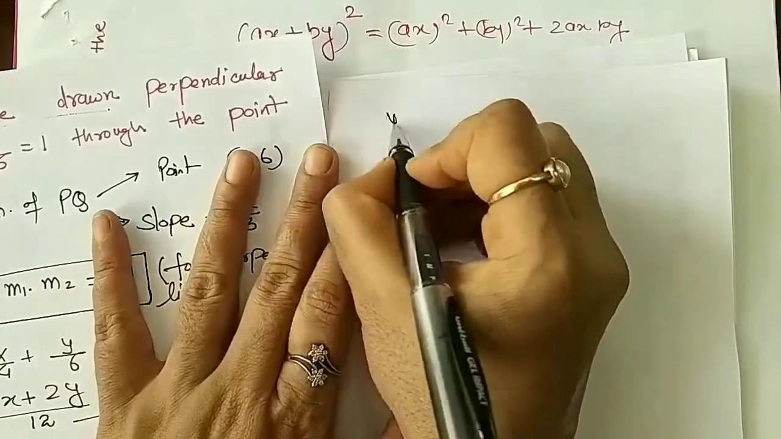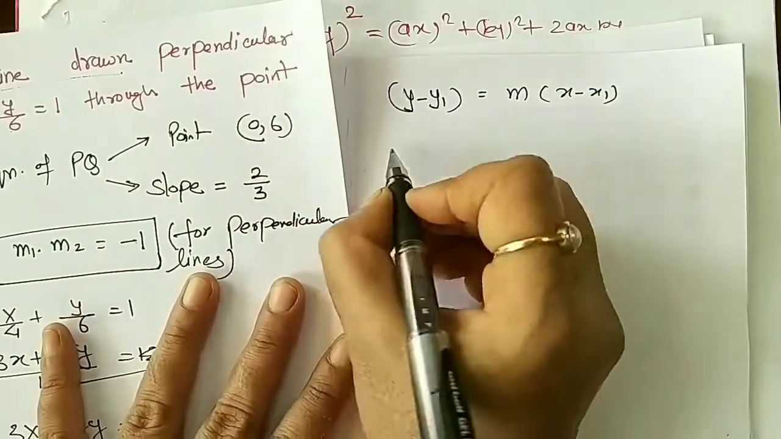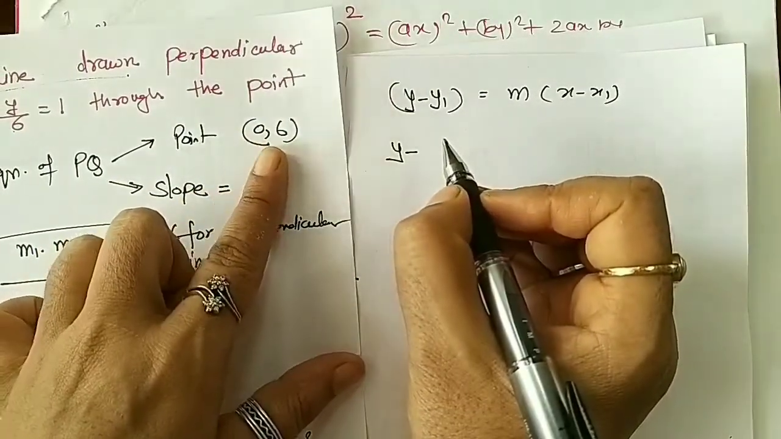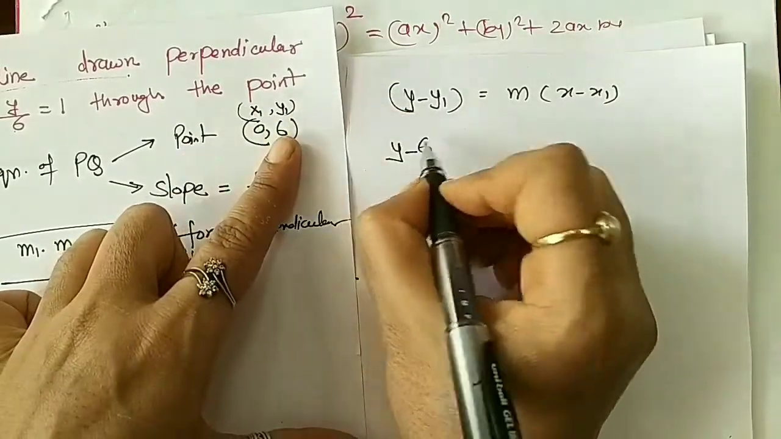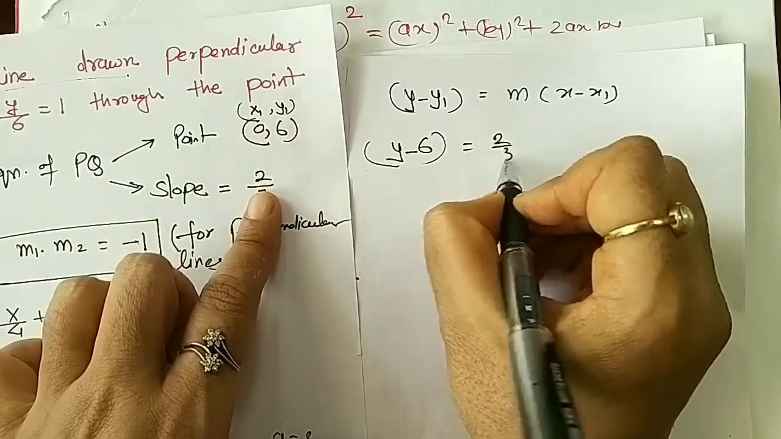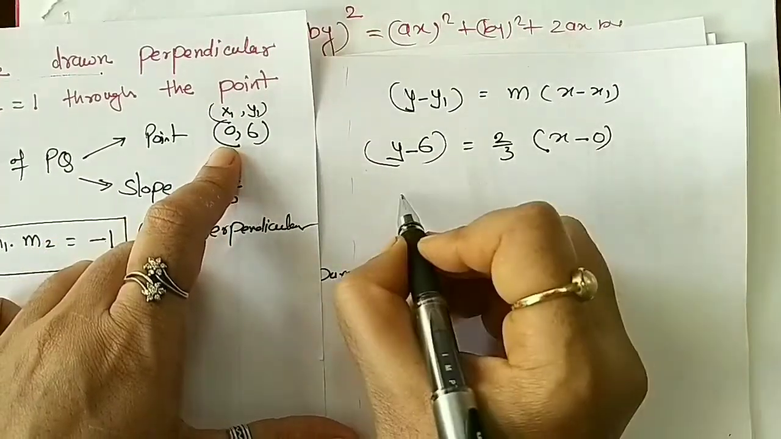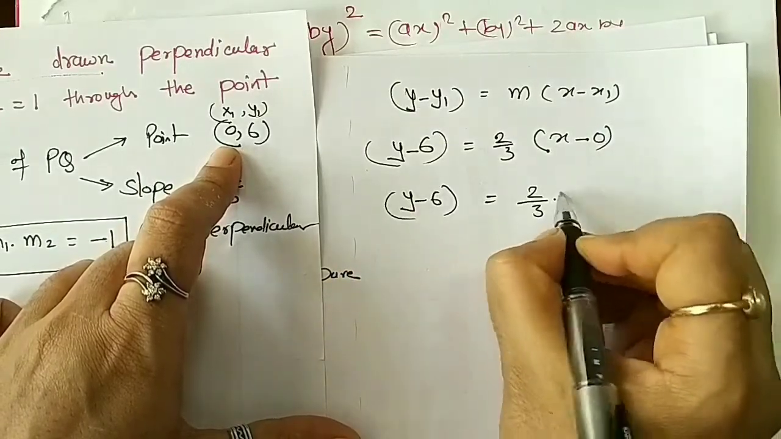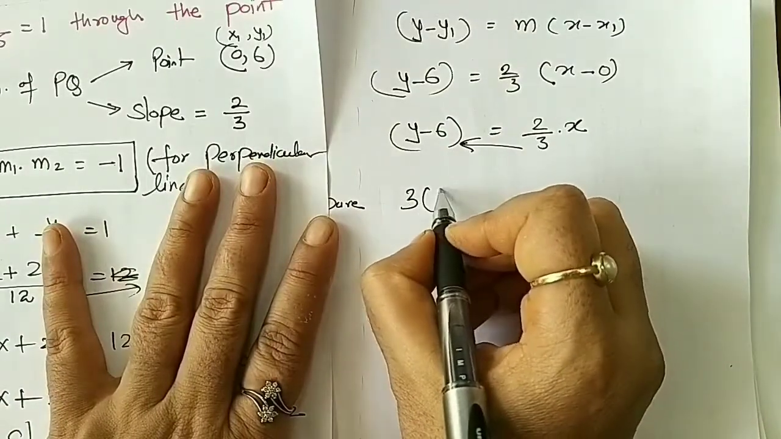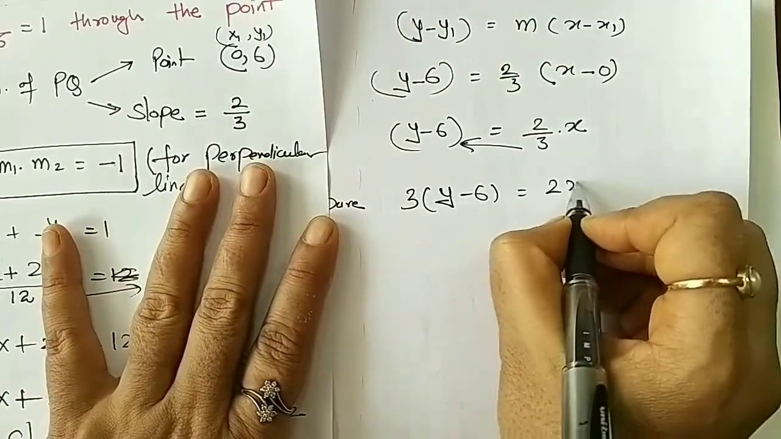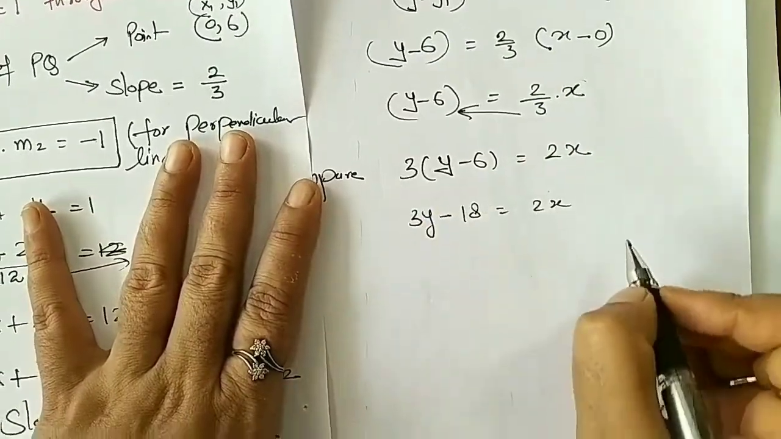Now for the equation, I got both of the things. So what is the equation? y minus y1 is m into x minus x1. So this is my point which I am using, so I am calling it x1 and this is y1. So y1 is 6, m is 2 by 3, x1 is 0. Now guys, I can write y minus 6 is 2 by 3 into x, 0 I am leaving. This 3 will go here. So 3 into y minus 6 is 2x. So I can write 3y minus 18 is 2x.